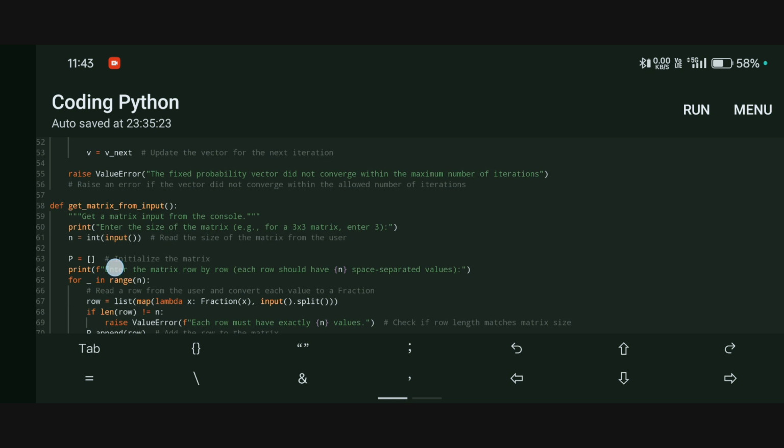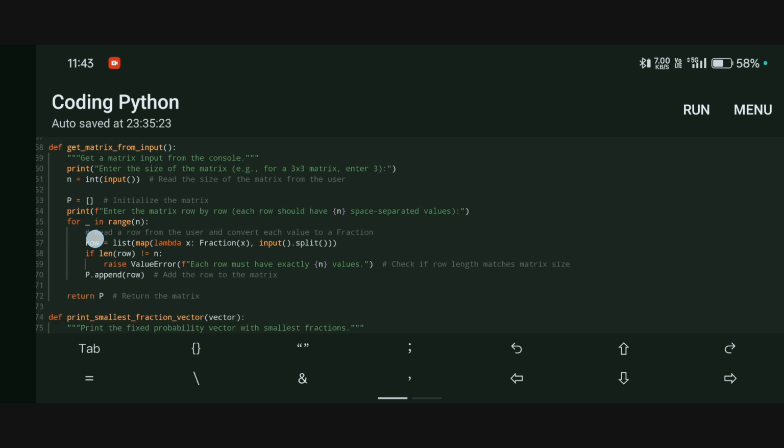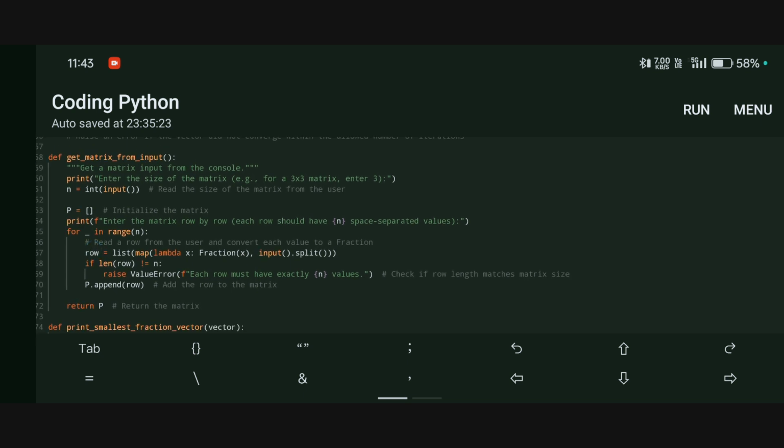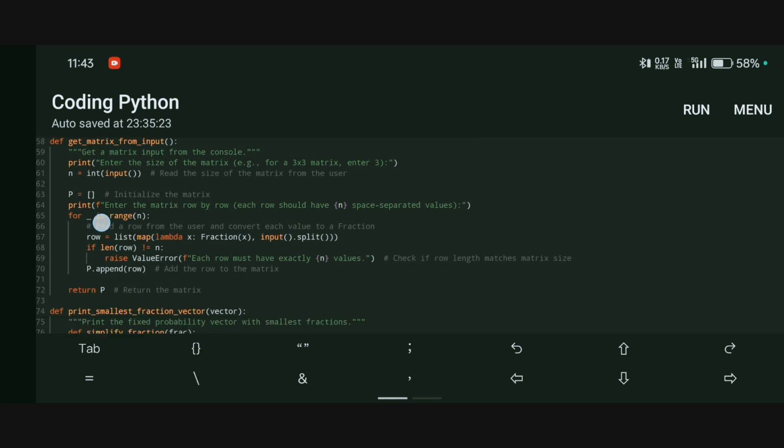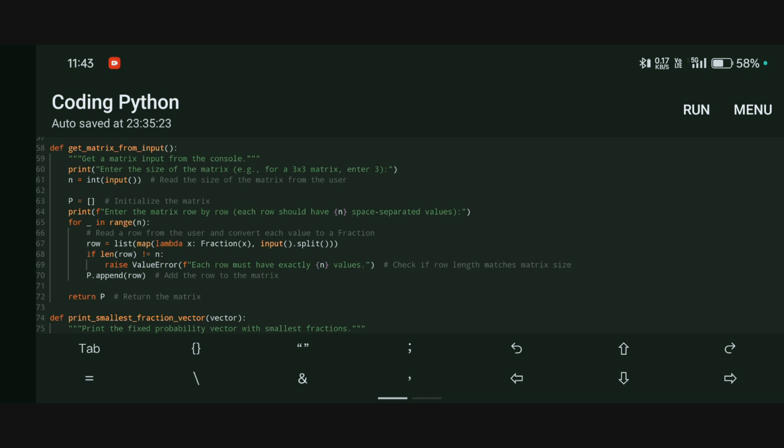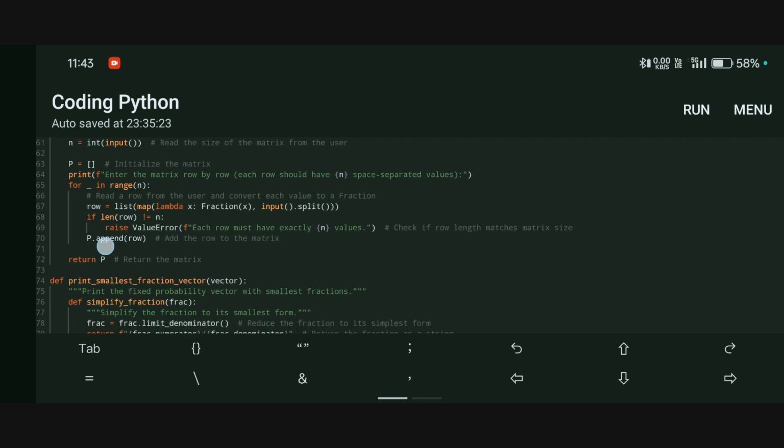Okay, to get a matrix from input, get an entry. You must not fix it for one matrix or any single matrix as a direct input. We must take it from the console, so we can create the function get matrix from input. Print, enter the matrix size. N is equal to input matrix size. P is equal to an empty matrix.